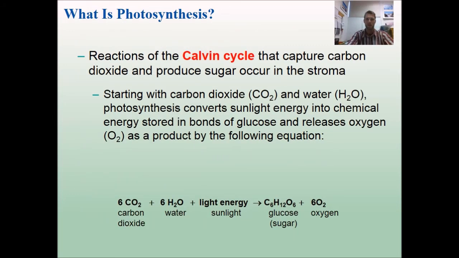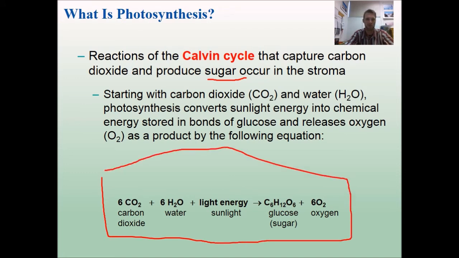The Calvin cycle, or the light-independent reactions, will produce the sugar, and this happens in the stroma. So it's important to notice where every process happens. You see here, in fact, this is a very important reaction because this is the summary reaction of the whole photosynthesis process.